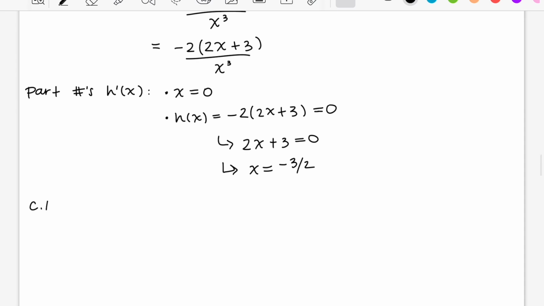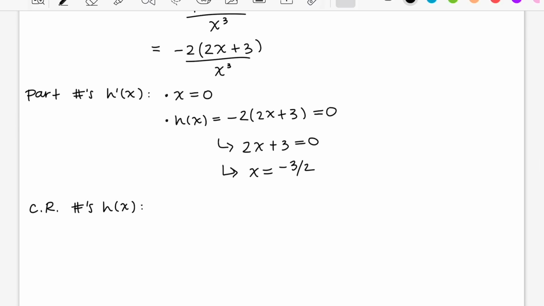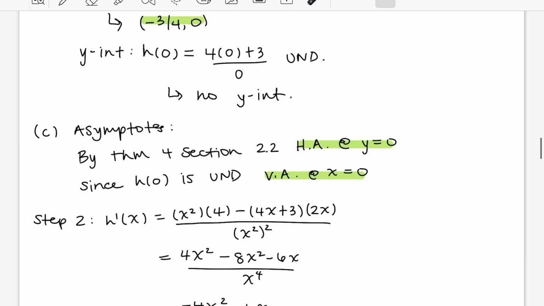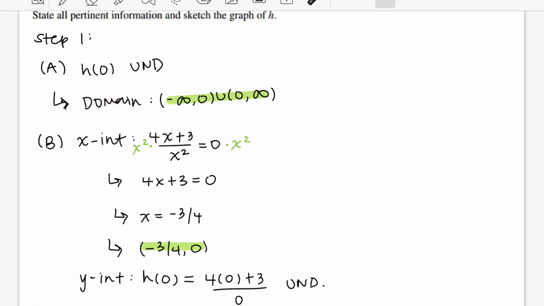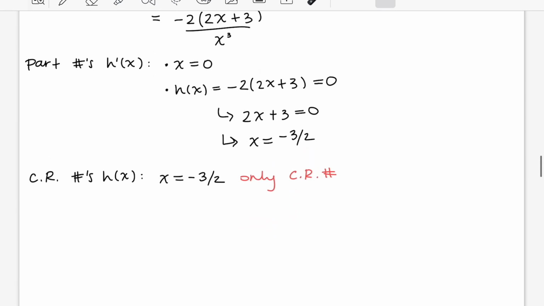We also want to find the critical numbers for h of x. And so remember, that's going to be the partition numbers of these guys that are in the domain of h of x. And so we know that this guy is going to be our only critical number, since our partition number for the derivative of h of x is x is equal to 0, but we know that 0 is not in our domain of h of x. So it can't be a critical number.